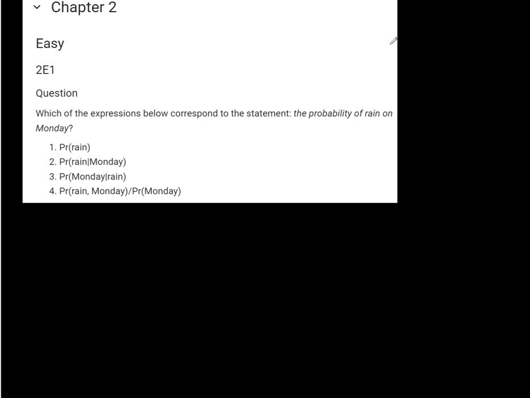Okay, so our very first question is, which of the expressions below correspond to the statement, the probability of rain on Monday? So let me just underline this here, the probability of rain on Monday. We could restate it as saying, what is the probability that it is raining or will rain, given that the day is Monday, the probability of rain given that it is Monday. And so this is actually a conditional probability statement here.